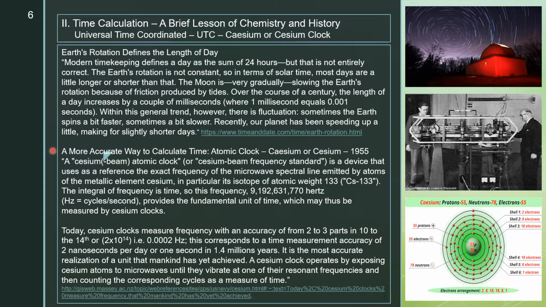A more accurate way to calculate time is through an atomic clock made of cesium, as was done here in 1955. A cesium beam atomic clock, or cesium beam frequency standard, is a device that uses as a reference the exact frequency of the microwave spectral line emitted by atoms of the metallic element cesium, in particular its isotope of atomic weight 133. And here we have the element of cesium as found in the periodic table of elements, with a nucleus of 55 protons and 78 neutrons and 6 shells of electrons, of which the number 6 has 1 electron.